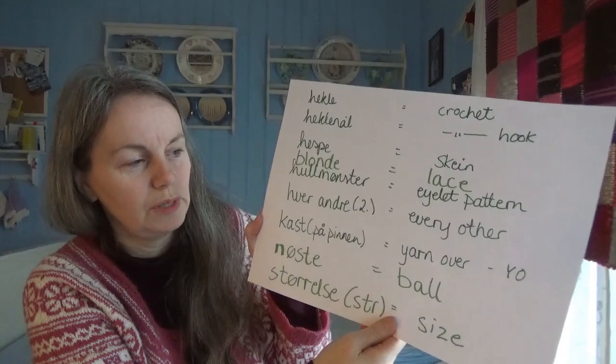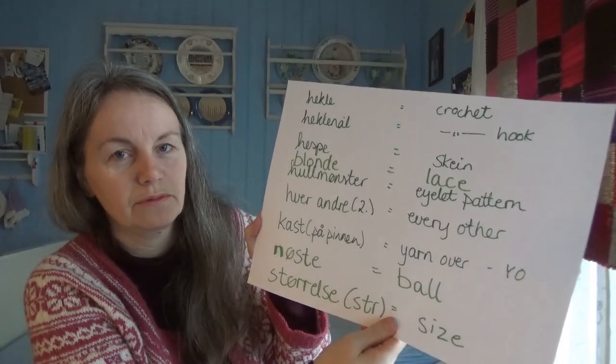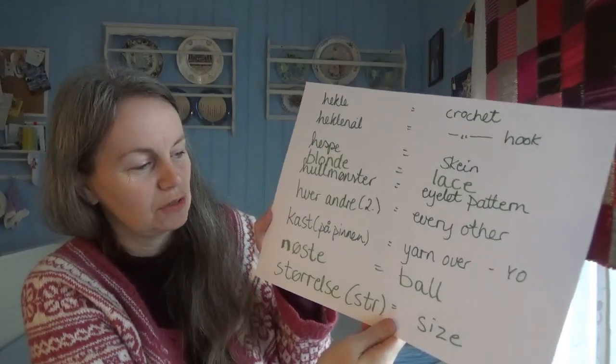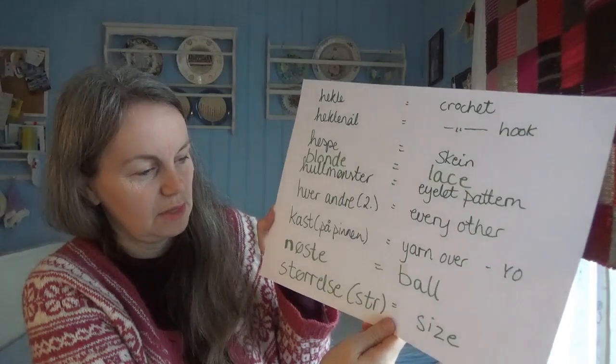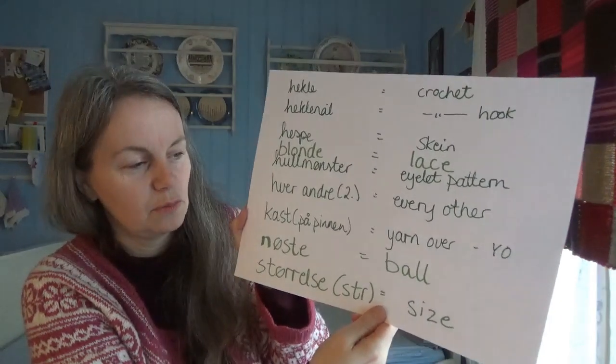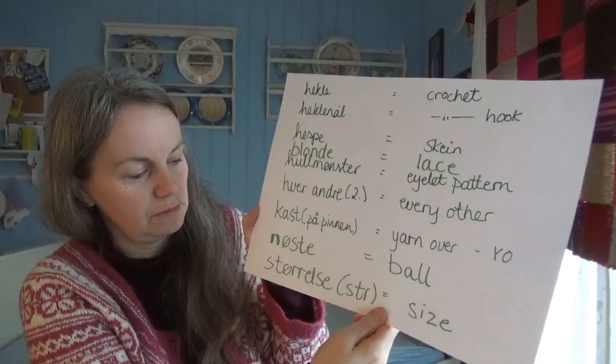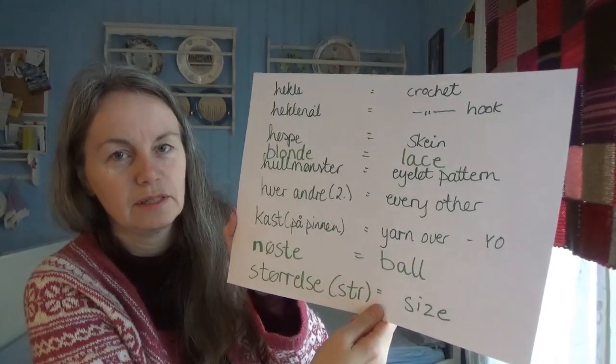Kast på pinnen, that is yarn over. We're in useful expressions. That's a kast. Nøste, that is ball of yarn. Størrelse, that is size.